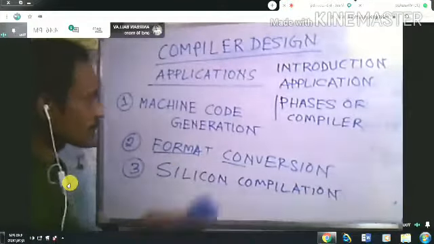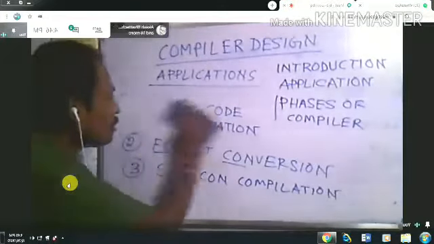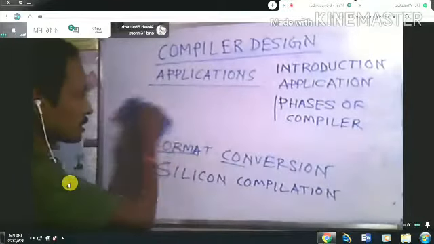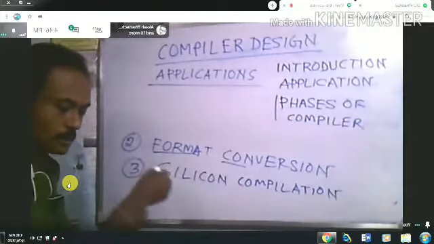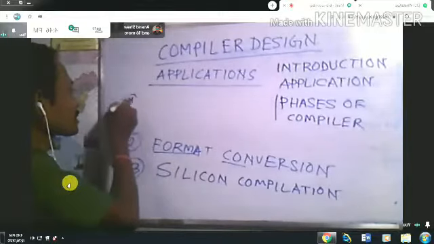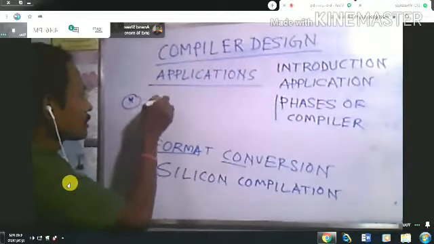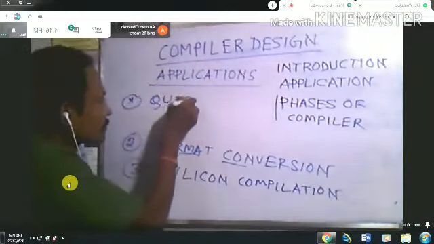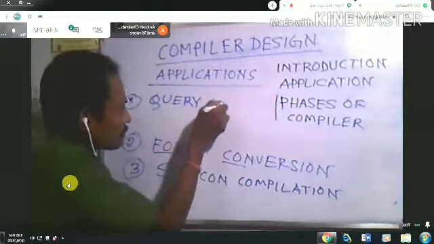Then the fourth application is called query optimization. This term comes in DBMS. Query optimization.